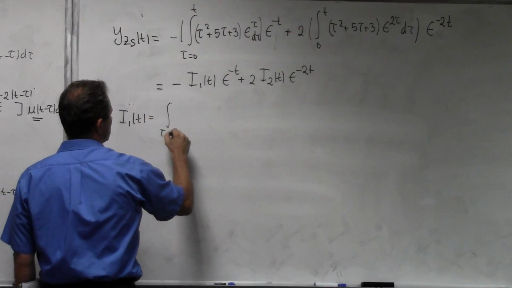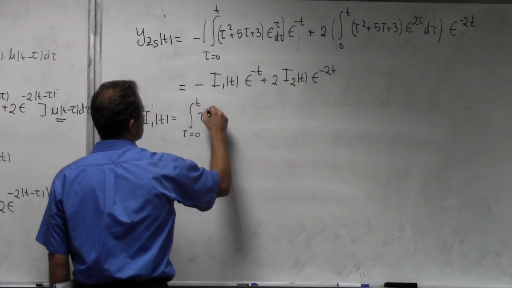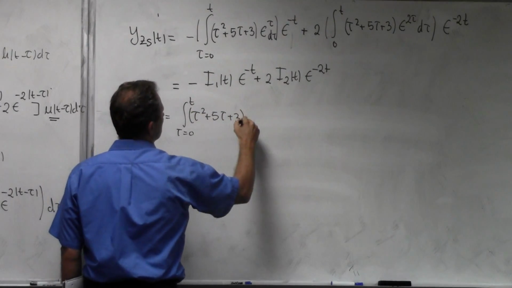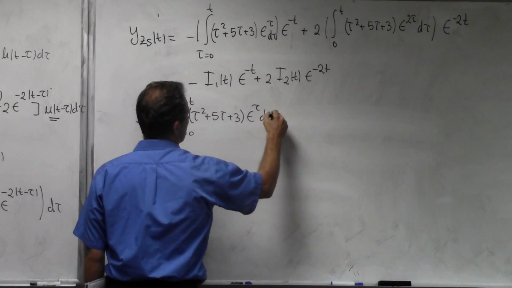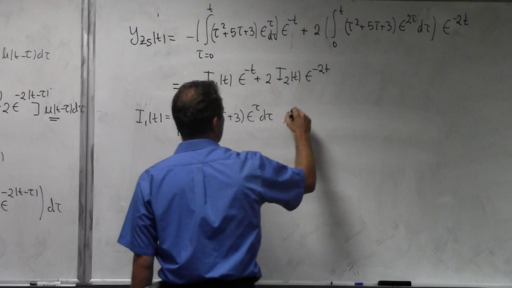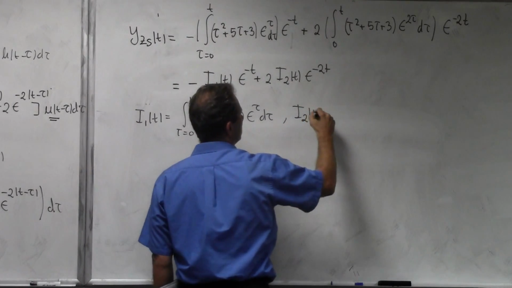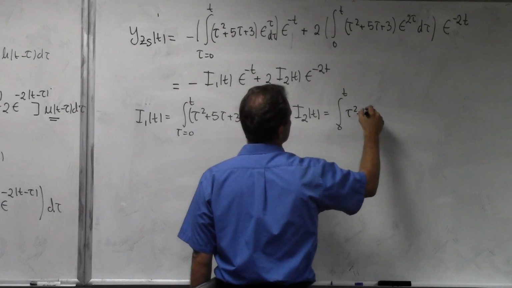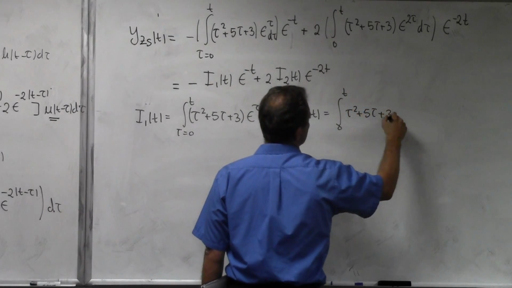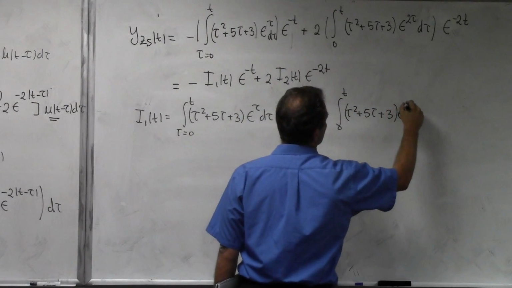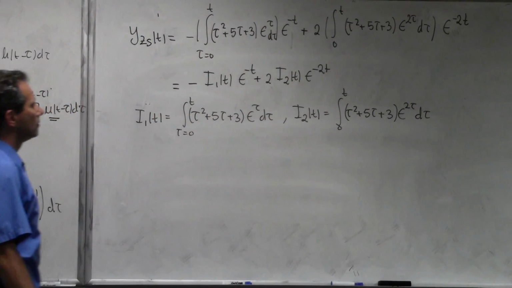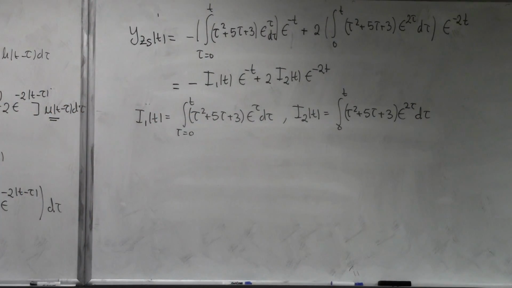tau goes from 0 to t, tau squared plus 5 tau plus 3, e to the tau d tau, and then I2 of t is this integral, 0 to t, tau squared plus 5 tau plus 3, e to the 2 tau d tau. So we need to solve for these two integrals.